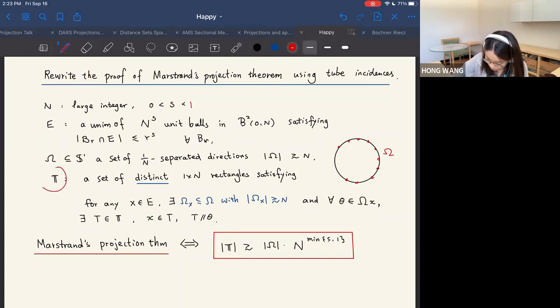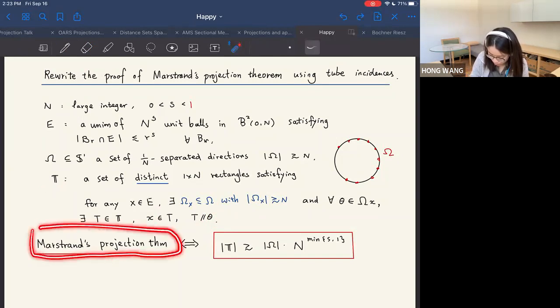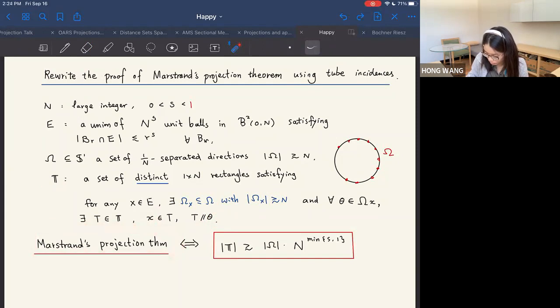So if T satisfies this assumption, then Marstrand's projection theorem is equivalent to the statement that the cardinality of the tubes must be greater than the cardinality of the set of directions omega, that's n, times n to the minimum of s and 1. In this case, since we already chose our s to be between 0 and 1, let me just write s here, sorry. So why is this the case?